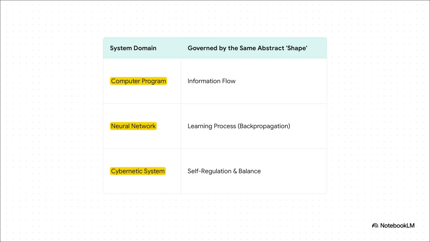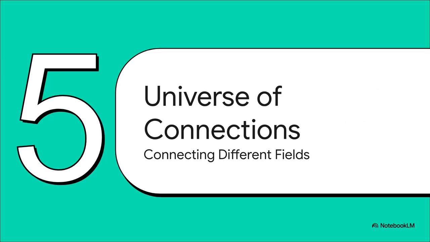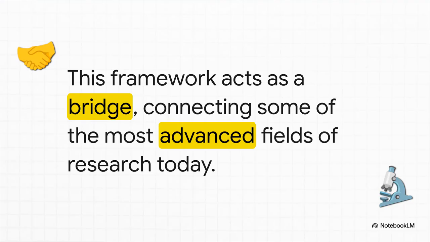We're talking about one single, abstract shape that connects computer code, artificial intelligence, and even systems that behave like living things. All right, Section 5, a universe of connections. And I have to stress, this isn't just some cool, abstract party trick for mathematicians. No, way. This way of thinking opens up a whole universe of connections, building bridges between fields of science that honestly seemed totally separate before. What this framework is doing is acting like a powerful bridge, almost like a Rosetta Stone, for some of today's most advanced fields of research.